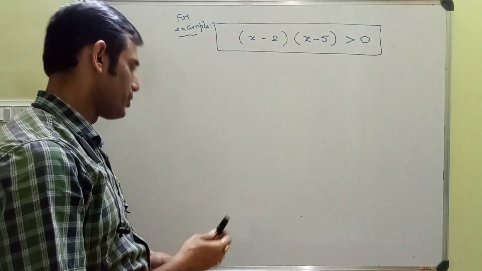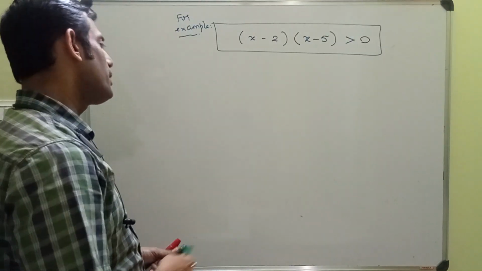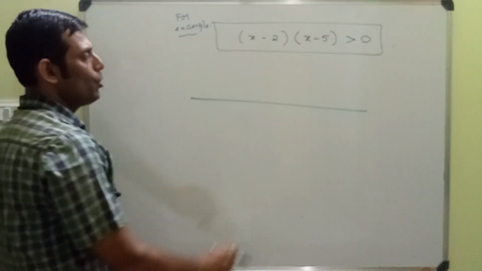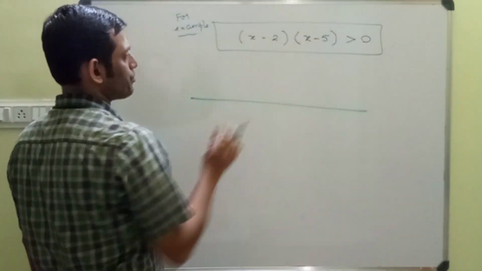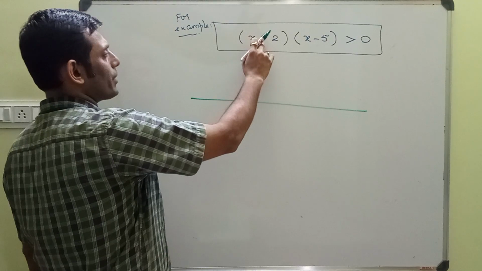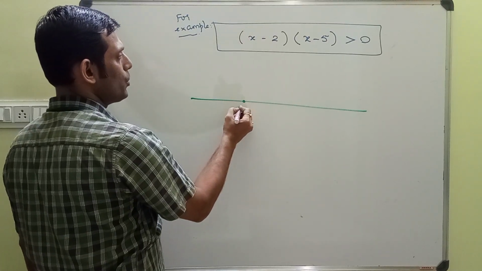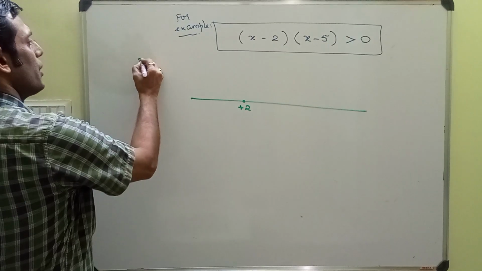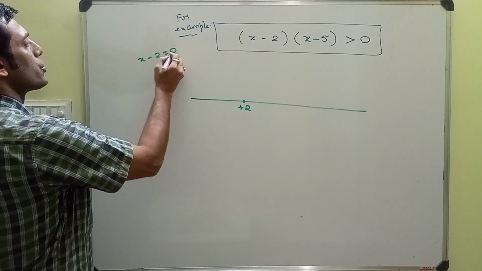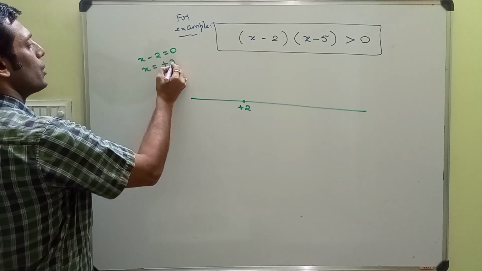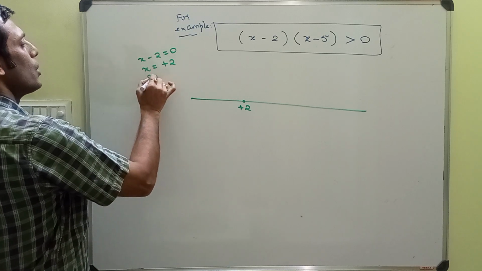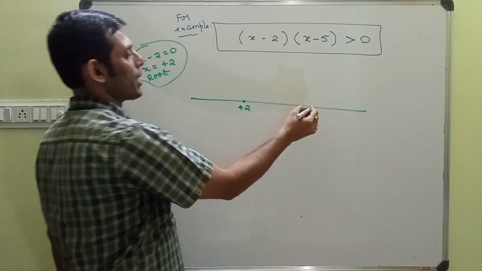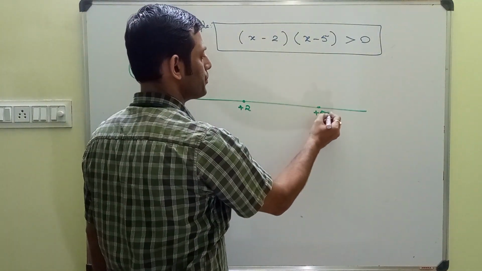See my idea into this. You simply, first of all, take a number line and locate the roots of each factor. This factor has a root at plus 2. Why am I saying so? Suppose you write x minus 2 equals 0, x comes up as equal to plus 2. This is a root. Similarly, x equal to plus 5 is another root.